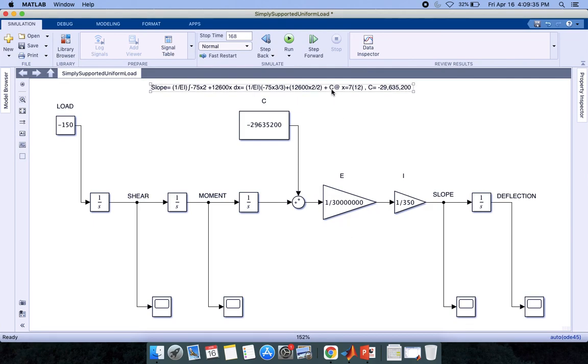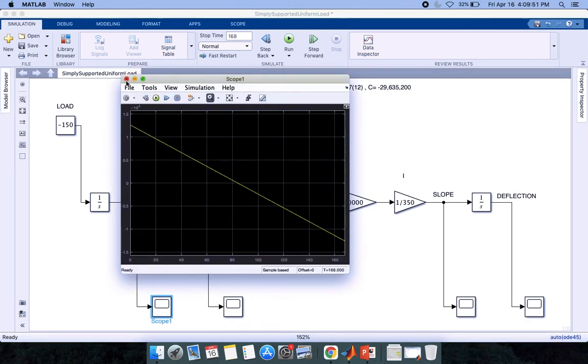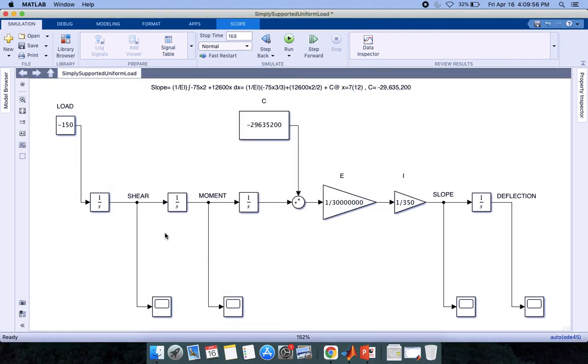But first, we must solve for C. In the moment equation, we didn't have to worry about C because it was 0. In the shear equation, the C was the 12,600 reaction, which is the first thing that occurs in length.